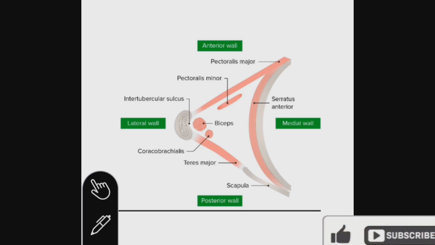The first part has one branch, the second part has two branches, while the third part has three branches. The first part is the superior thoracic artery, the second part is the thoracoacromial artery and the lateral thoracic artery, the third part is the subscapular artery and the anterior and posterior circumflex humeral arteries.